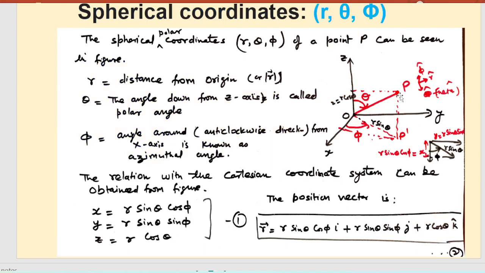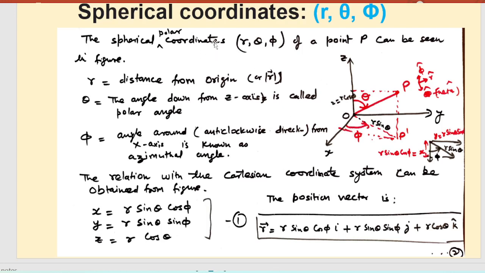If we have a point P with coordinates r, theta and phi, the unit vectors are r cap, theta cap and phi cap. Here r is the distance from the origin to this point P. Theta is known as the polar angle. It is measured from the z-axis in the clockwise direction, and theta may vary from 0 to pi. Phi is the azimuthal angle, measured from the x-axis in the anti-clockwise direction, and it may vary from 0 to 2 pi.